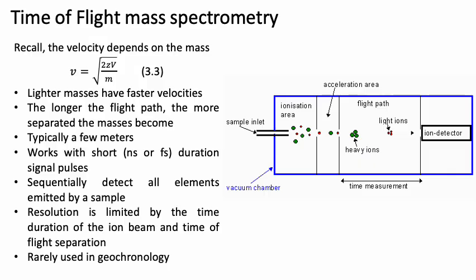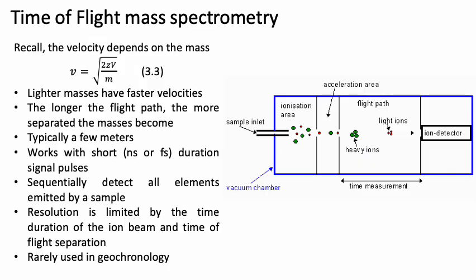And what you need is a short pulse, so you have a nanosecond or femtosecond duration in your pulse. Then you turn on your detector, and the light isotopes hit first, then the heavier and heavier isotopes. Then you turn off your detector, and you have it cycle for each pulse that comes through, because eventually everything has hit the detector, and then you start the next pulse.